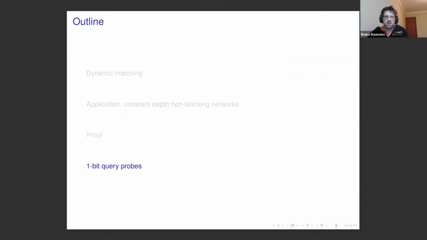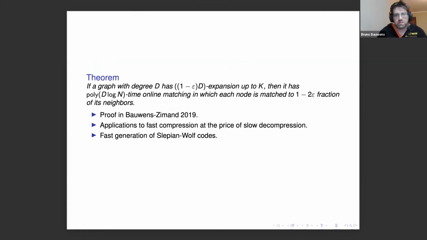Okay, so now let's speak about 1-bit query probes. There is a result about dynamic matching where we match a right node to most of its left neighbors, and we get a variant of this, and this was used to prove a theorem about fast compression algorithms at the price of slow decompression. So any string can be compressed to its Kolmogorov complexity in polynomial time. But we need to know a target length. So we need to know the value of Kolmogorov complexity.